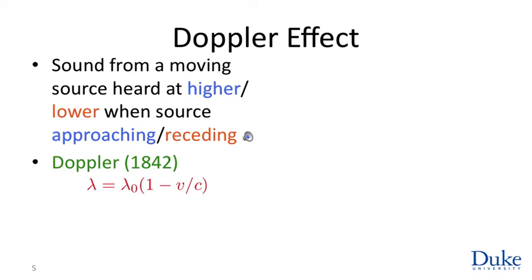Now, another property of waves that is extremely useful to us is something called the Doppler effect. It's the well-known phenomenon that the sound from a moving source sounds different than the sound from a stationary source. If a source of noise is approaching us, it sounds higher in pitch than were it stationary. If it's receding, if it's moving away from us, the pitch sounds lower. The archetypical example of this is the sound of a race car driving past you.